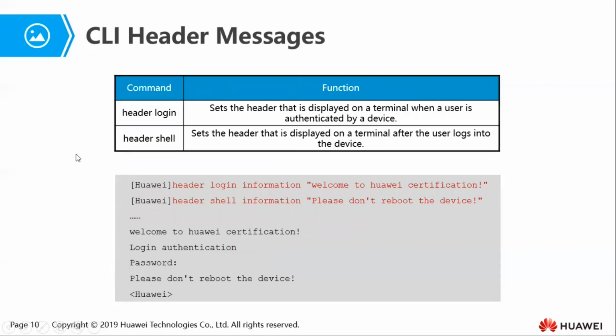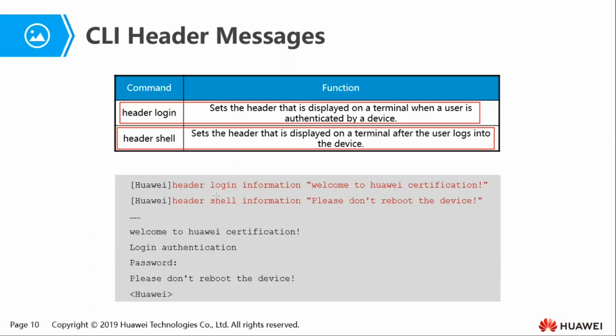Then we have these two messages that are used for displaying notifications during the connection to a device. So the very first one is called the header login, and the other one is called header shell information. So the header login sets the header that is displayed on a terminal when a user is authenticated by a device. So just before you log in, you'll get a particular message just before you log in.